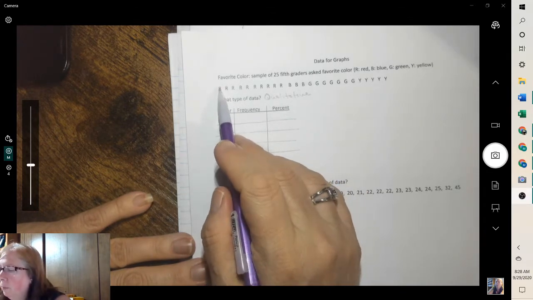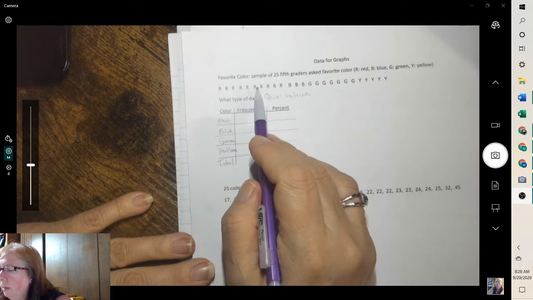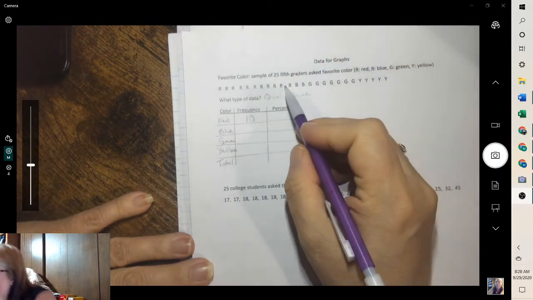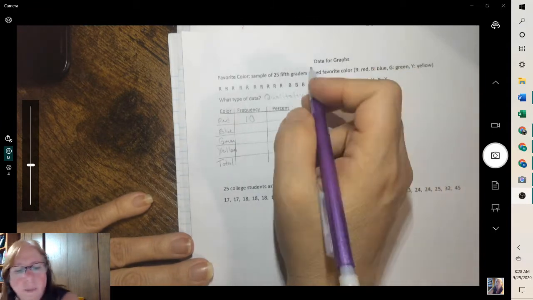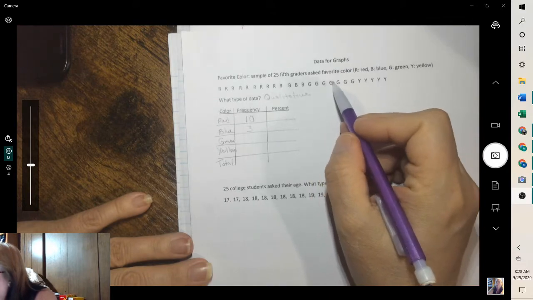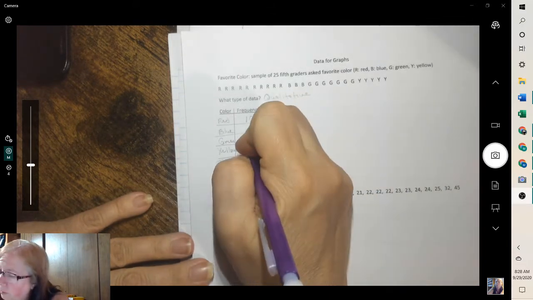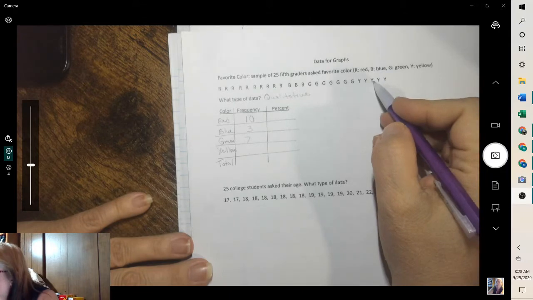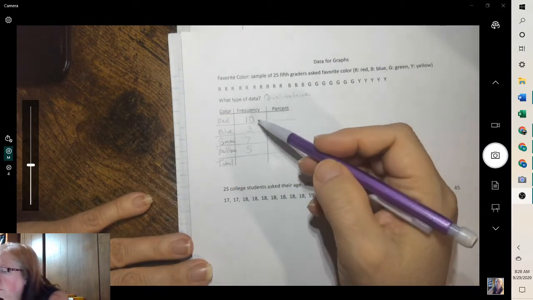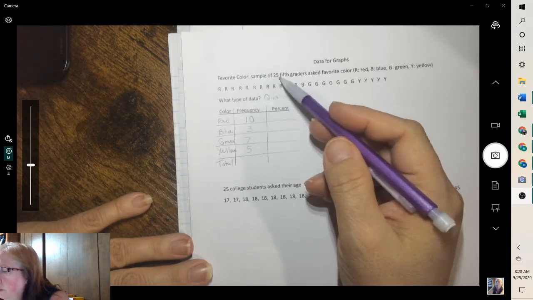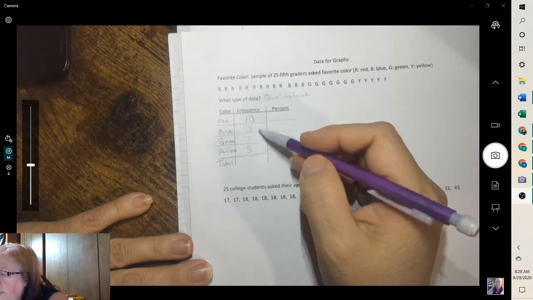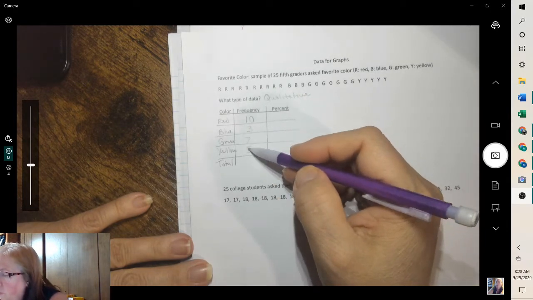So if we count the number of reds, 1, 2, 3, 4, 5, 6, 7, 8, 9, 10 people said red. 1, 2, 3 said blue. 1, 2, 3, 4, 5, 6, 7 said green, and 1, 2, 3, 4, 5 said yellow. So this is how many. Now we know that it should add up to 25 because we asked 25 fifth graders. So if we add down 10, 13, 20, 25.